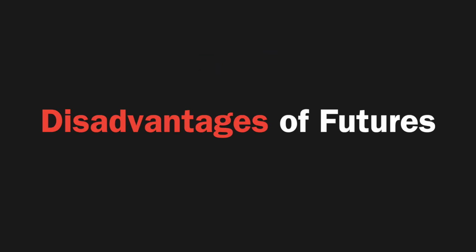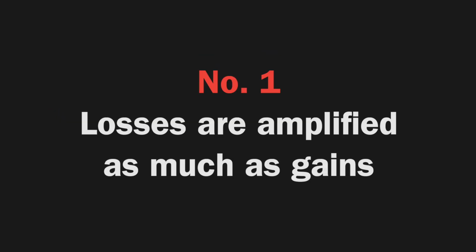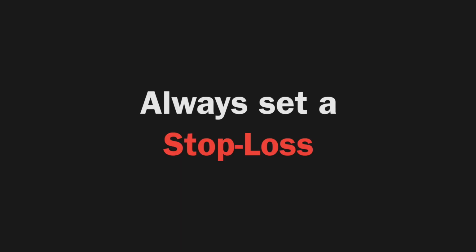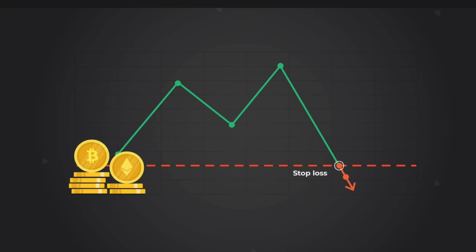The disadvantages of futures. Number one, leverage cuts both ways. Your losses are amplified just as much as your gains. Number two, liquidation risk. In spot trading, if a coin drops in value, you still own that coin. In futures, however, you can lose your entire margin and get liquidated, leaving you with nothing to show for it. You should always set a stop loss. A stop loss automatically closes your position at a price that you choose, meaning that you can cut your losses earlier without hitting your liquidation price. I'll be showing you how to set up a stop loss in our trading demo in a moment.